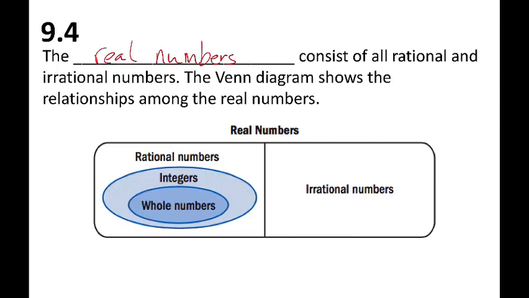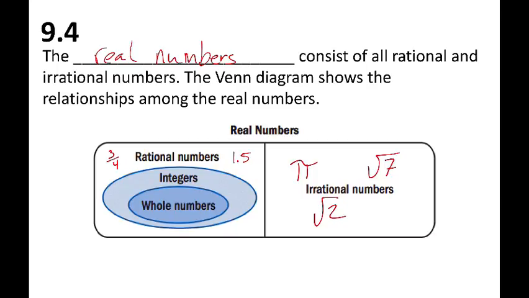So this Venn diagram shows the relationship among the real numbers. On each side, we've got real numbers, which is everything. And irrational numbers, that's like the square root of 2 or the square root of 7. Or you might have seen this symbol, pi. That's another irrational number. It never ends and doesn't repeat. Rational numbers, on the other side, those are fractions like 3 over 4, 1.5, everything that can be written as a fraction.